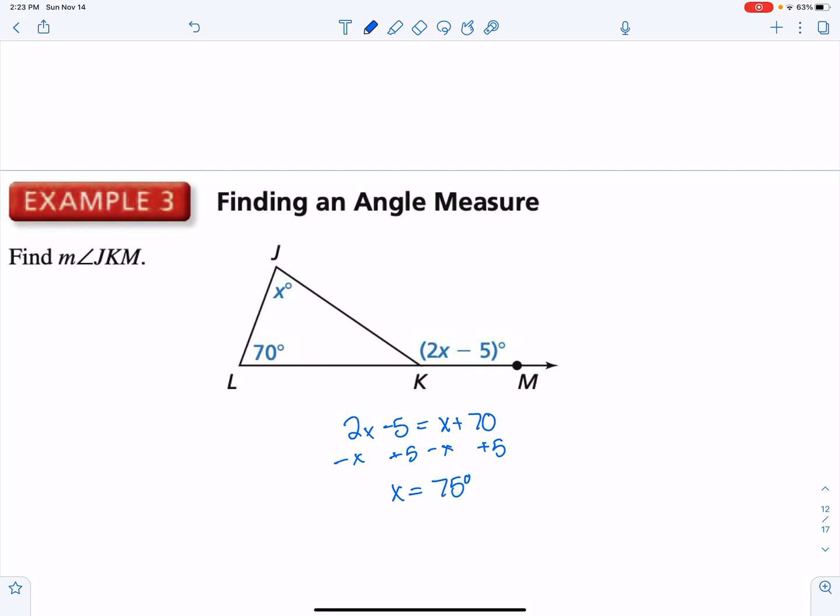And again, if I want to find JKM, like the problem says, I'm going to plug 75 in for x. So 2 times 75 minus 5. 2 times 75 is 150, minus 5 is 145. So we get 145 degrees.